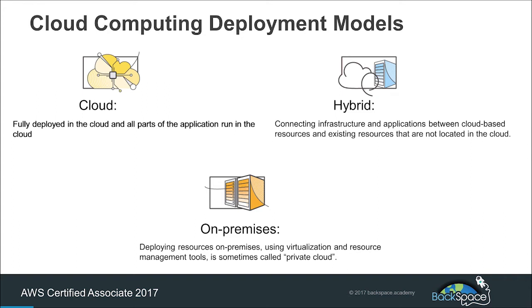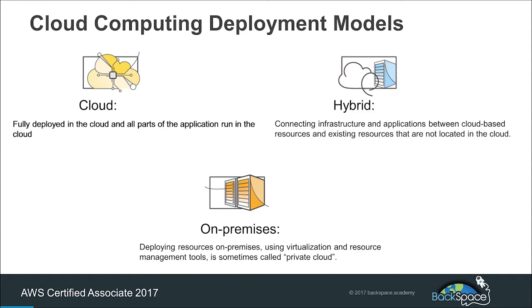There are a number of cloud computing deployment models, depending on whether we want to deploy 100% to the cloud or whether we want to take advantage of existing on-premises infrastructure as well. So the first one there is a fully cloud deployment, and that's where everything is fully deployed in the cloud and all parts of the application run in the cloud. We have a hybrid solution, where that is connecting the infrastructure and applications between cloud-based resources and our existing resources that are not located in the cloud.